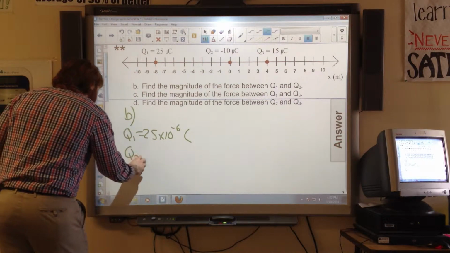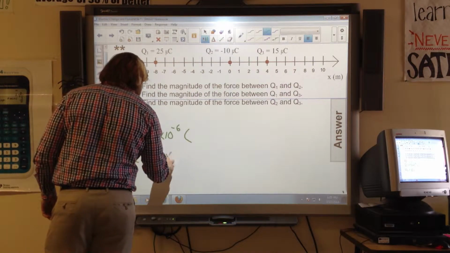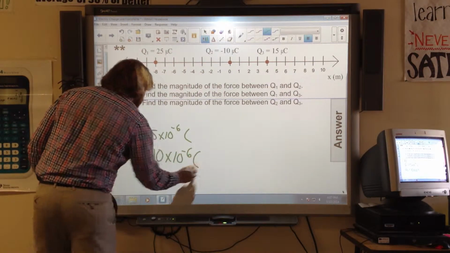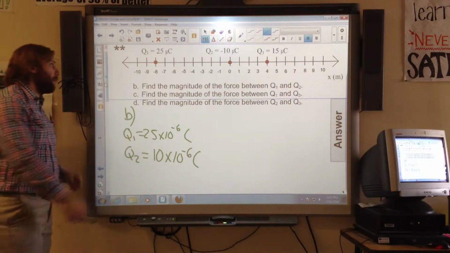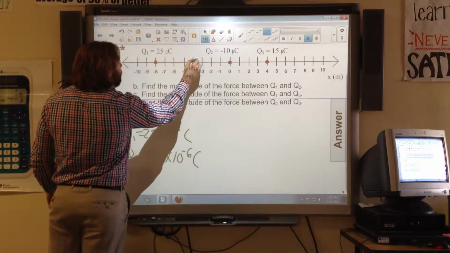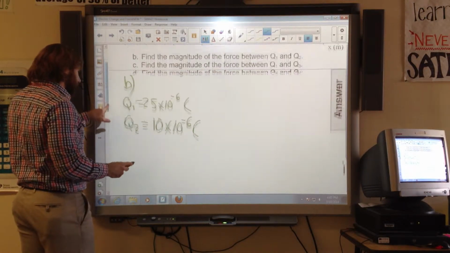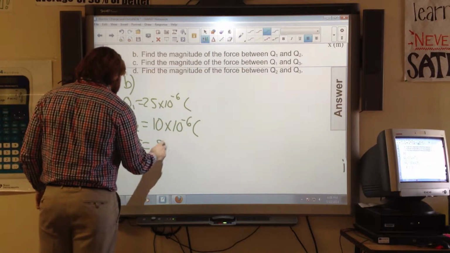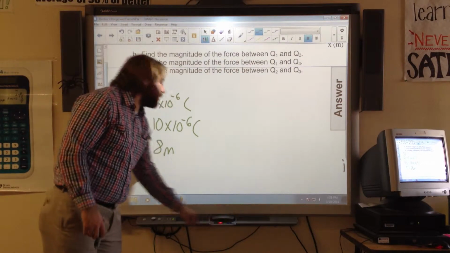Q2, same thing, except it's 10 microcoulombs. Our radius between the 2, which is going to be important: you have 1, 2, 3, 4, 5, 6, 7, 8. The radius is going to be 8 meters. In our equation, what equation are we going to use?